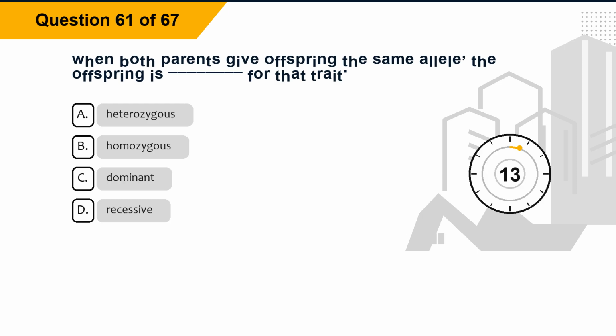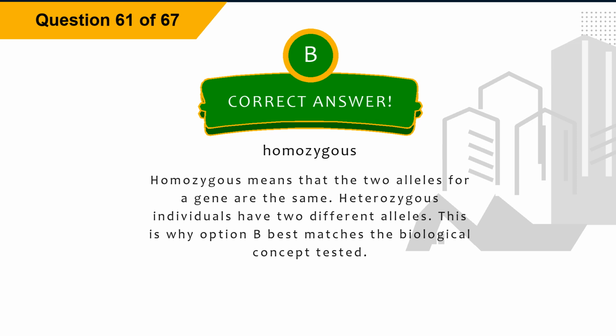Question 61. When both parents give offspring the same allele, the offspring is blank for that trait. Option A, heterozygous. Option B, homozygous. Option C, dominant. Option D, recessive. The correct answer is option B, homozygous. Explanation. Homozygous means that the 2 alleles for a gene are the same. Heterozygous individuals have 2 different alleles. This is why option B best matches the biological concept tested.